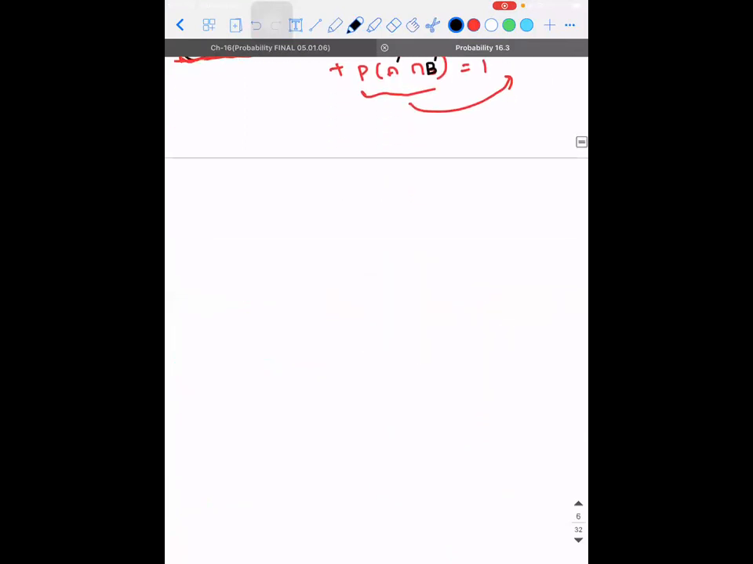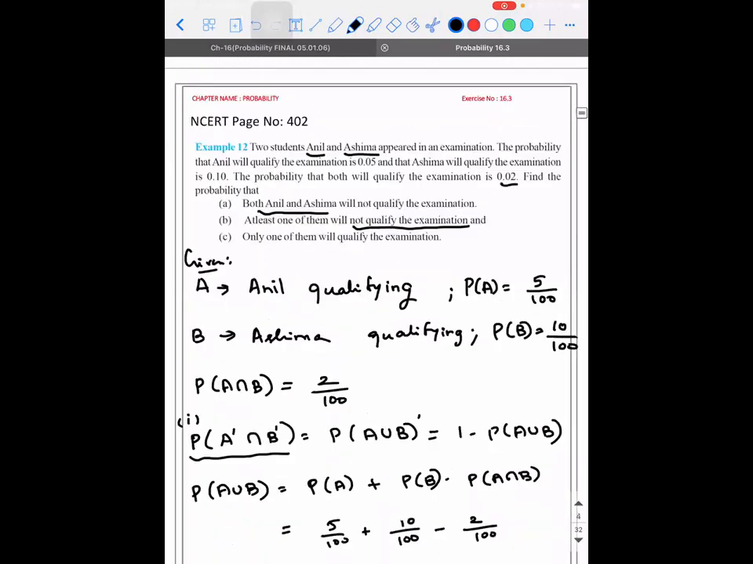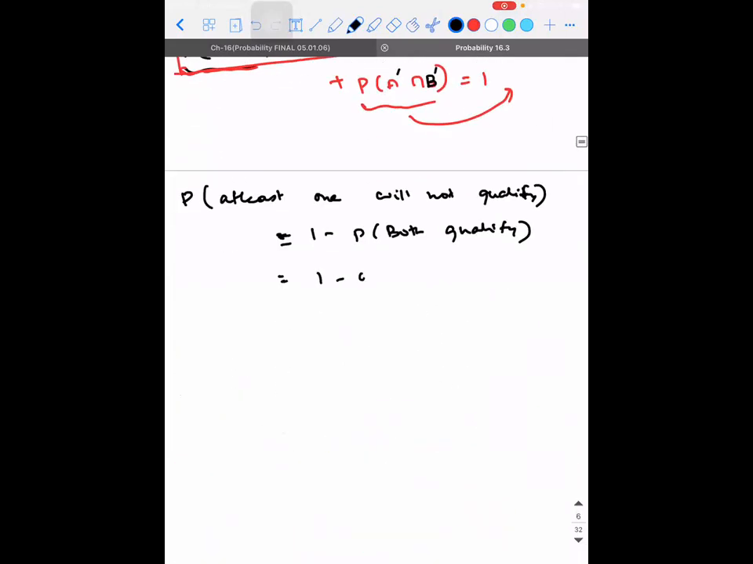So what did they say? Probability that at least one will not qualify. At least one will not qualify means 1 minus the probability of both qualifying. This is actually a simpler one compared to what we did. So 1 minus, they have told what is the probability of both qualifying, no? That is 0.02. So the answer is 0.98. Now is it fine? Yes, sir.